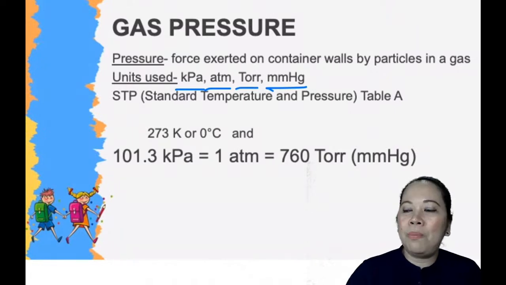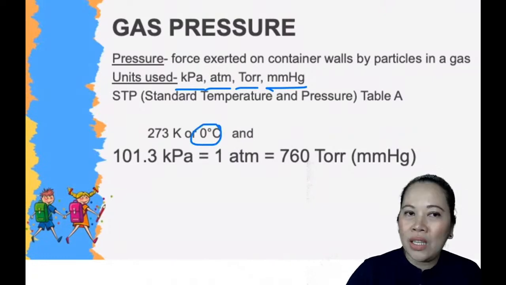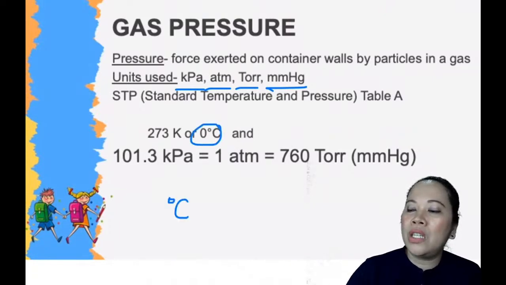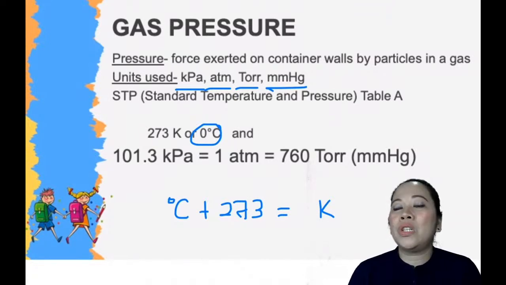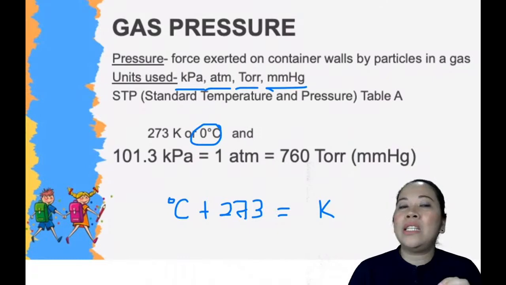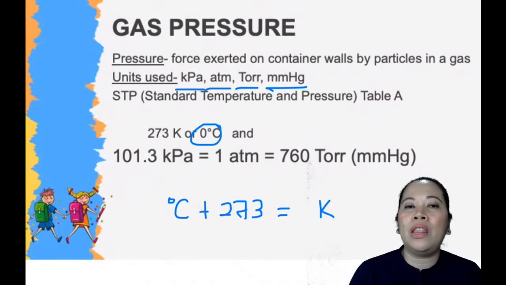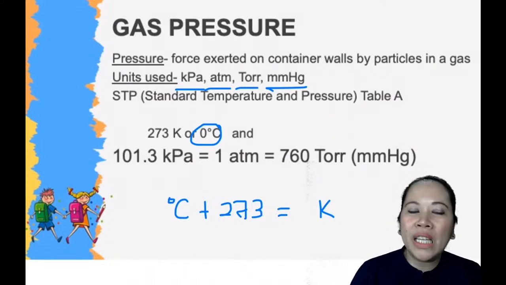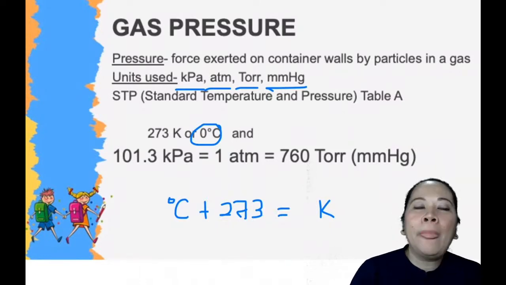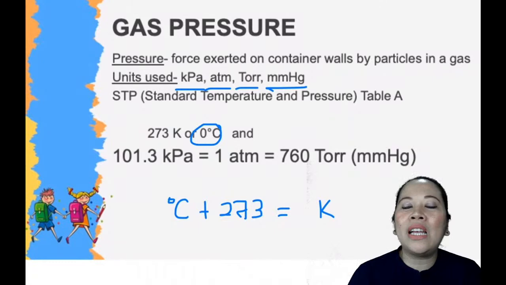When we say STP, that means standard temperature and pressure. At STP, we are talking about 0 degrees Celsius. When you convert 0 degrees to Kelvin, you just need to add 273. Kelvin is the standard temperature measurement because there is an absolute zero: 0 Kelvin means an absolute absence of temperature. Then 101.3 kilopascal is equivalent to 1 atm or 760 Torricelli or mmHg.